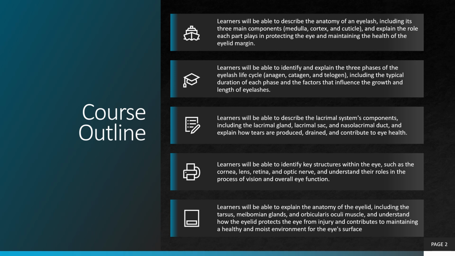Finally, we will examine the anatomy and protective role of the eyelid. Learners will be able to explain the components of the eyelid, including the tarsus, meibomian glands and the orbicularis oculi muscle, and understand how the eyelid protects the eye from injury and helps to maintain a healthy and moist environment for the eye's surface. By the end of this lesson, learners will have a well-rounded understanding of these vital aspects of eye health and function.